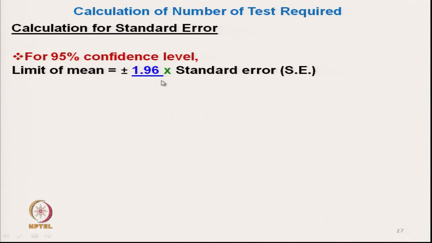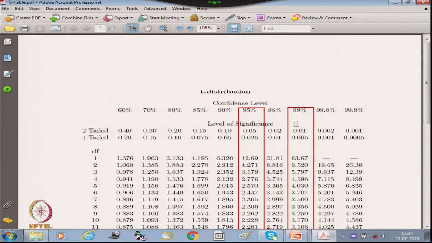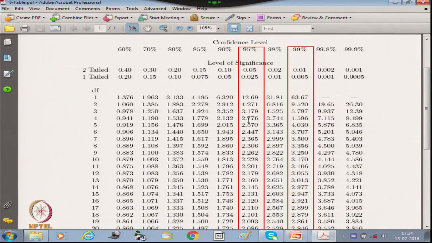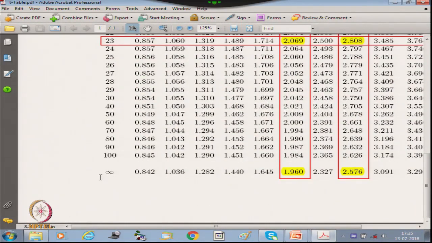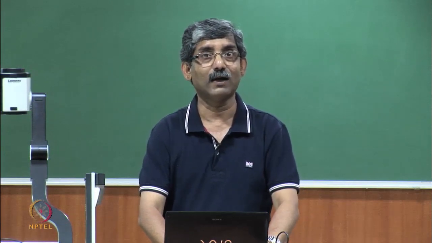And why is this t value 1.96? Because we have a large number of data which we can consider as infinite, and from the t table at 95% confidence level, at the infinite level, which means a large sample, it is 1.96. This 1.96 is the t value taken here. So the maximum limit allowable is equal to 1.96 from the t table, multiplied by standard error.